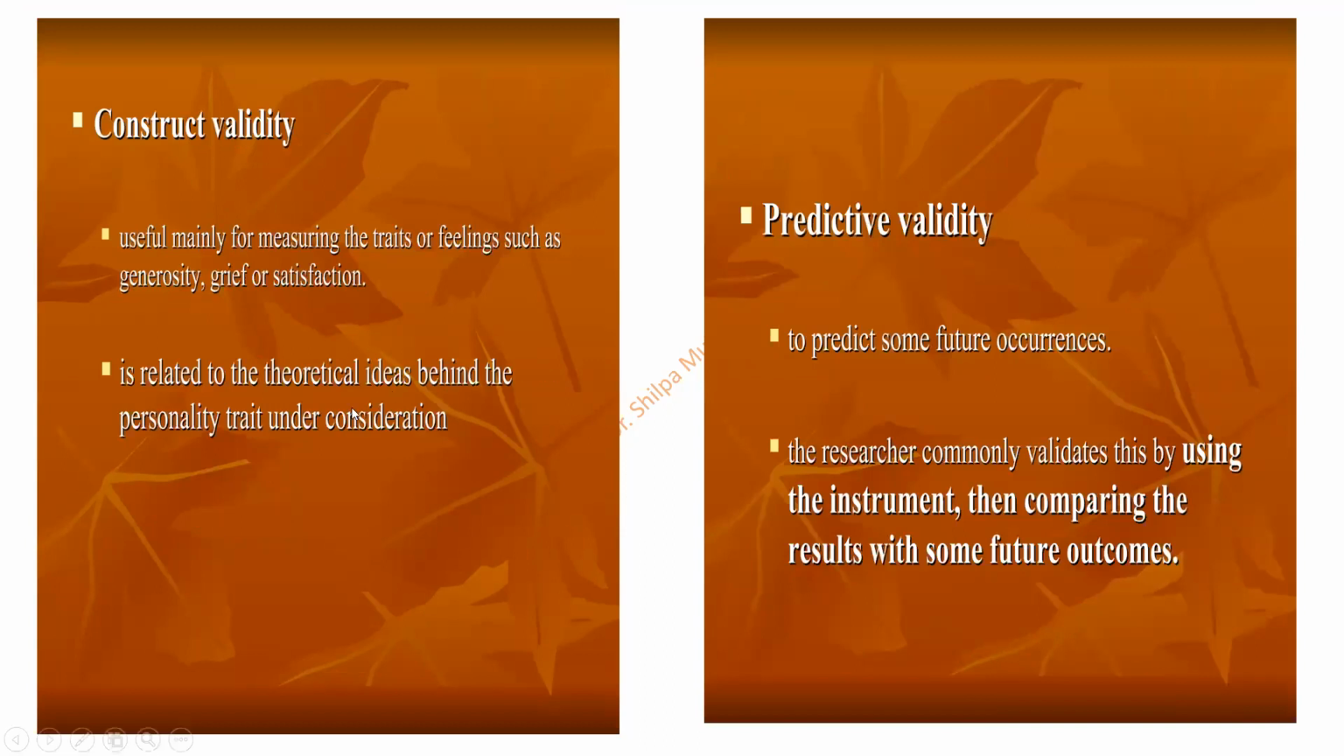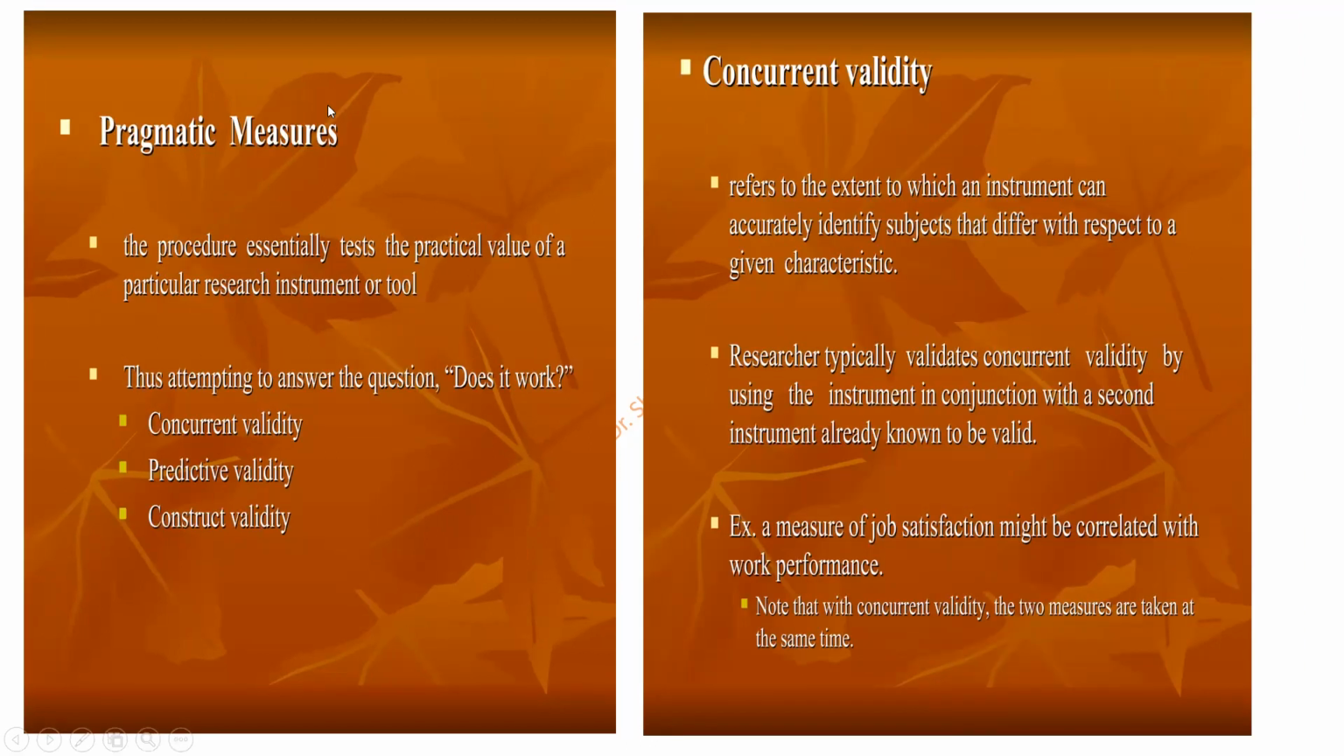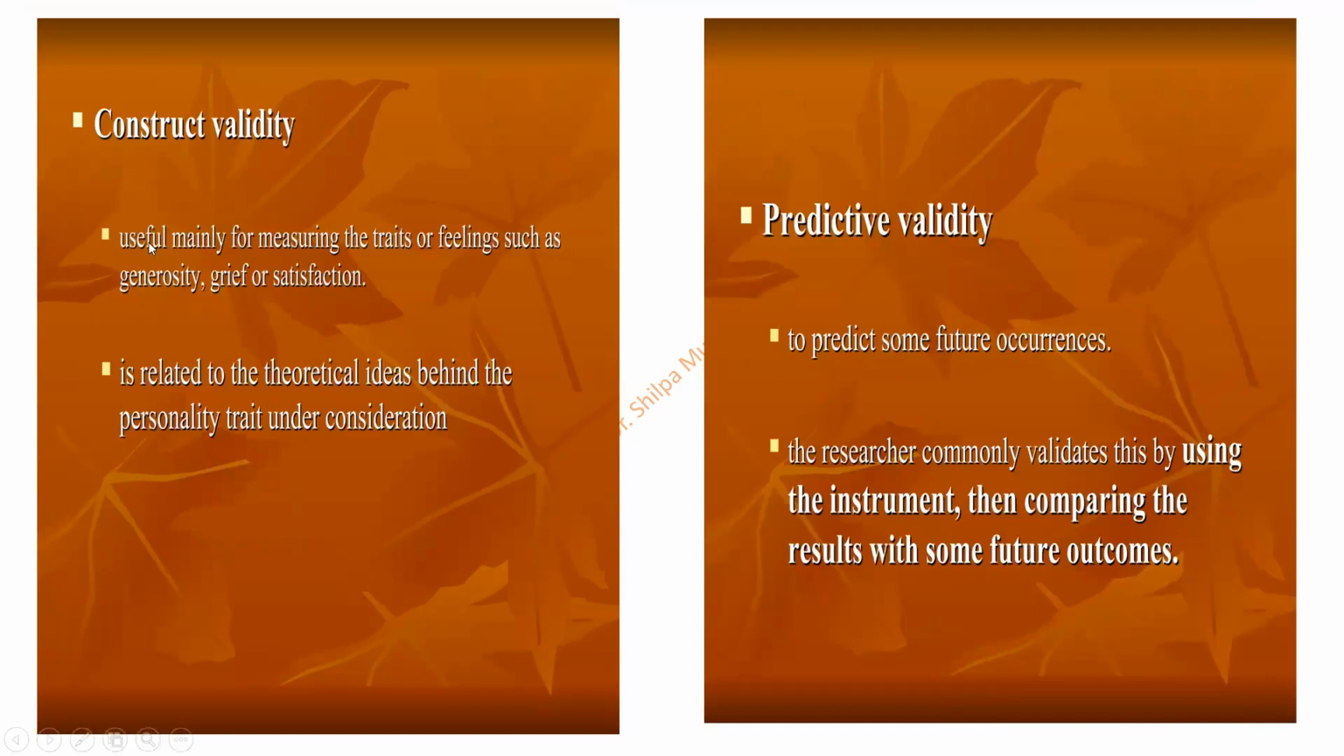In construct validity, how do you validate the instrument? One we have seen with concurrent validity. Second is construct validity. It is useful mainly for measuring traits or feelings such as generosity, grief, satisfaction. So it is more related to feelings or emotions, right? It is related to the theoretical ideas behind the personality trait under consideration. So whenever you have to study or analyze data related to emotions or feelings, at that time you have to go for this type of validity, that is construct validity.